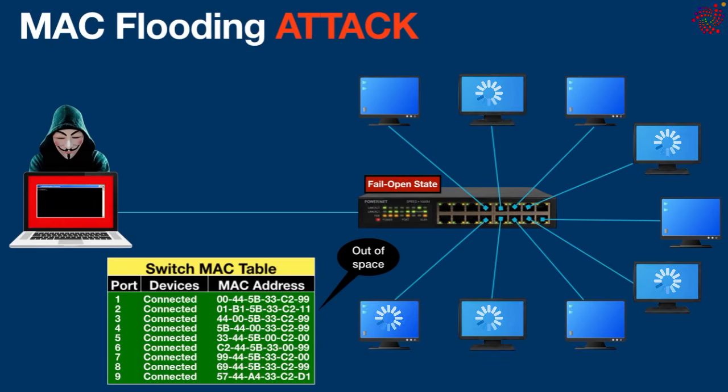This creates a security risk because guess what? Who is sitting silently on one of those ports running a packet sniffer like Wireshark? The hacker. Suddenly, private emails, passwords, and sensitive data are being delivered right to the hacker's screen. And it also leads to other attacks, such as man-in-the-middle attack.